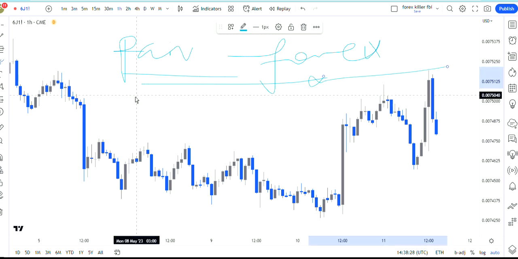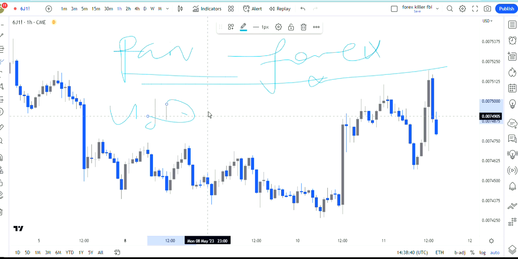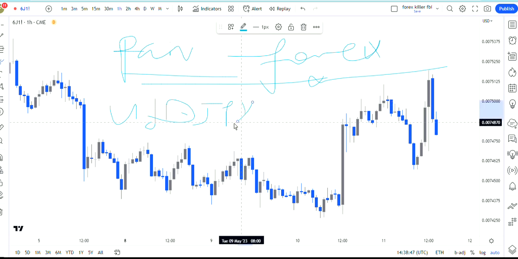In a pair, we will be having the currencies of two countries. Let us say USD, United States dollar, and Japanese yen, USD/JPY. This is what we call a pair.